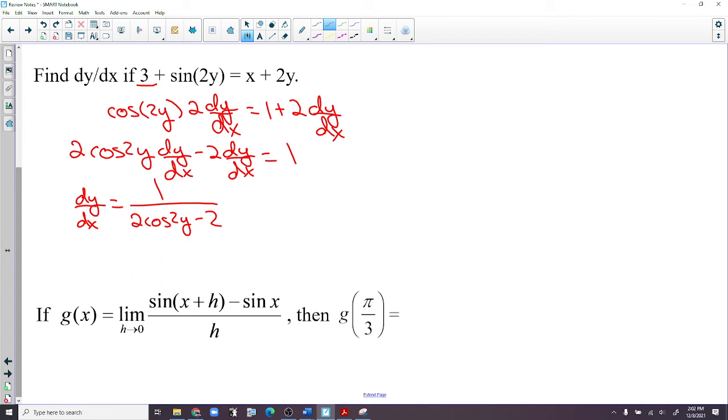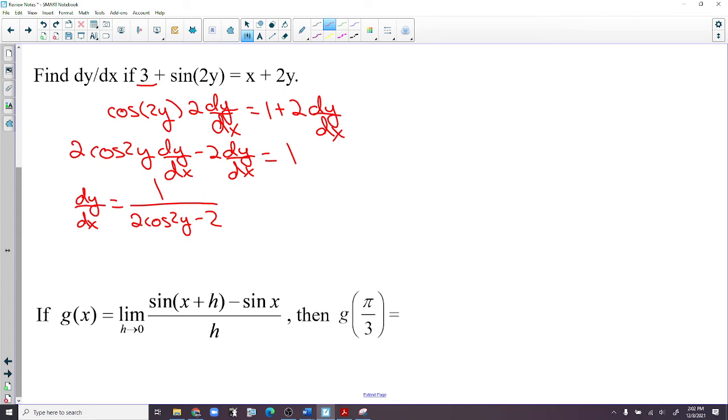I had, on your paper still, this says g prime, which would be wrong. That wouldn't be g prime. The question would be, if g of x equals this, what would be g of pi over 3, not g prime of pi over 3. G prime kind of gives you a hint as to what happens here, but that would not be correct.